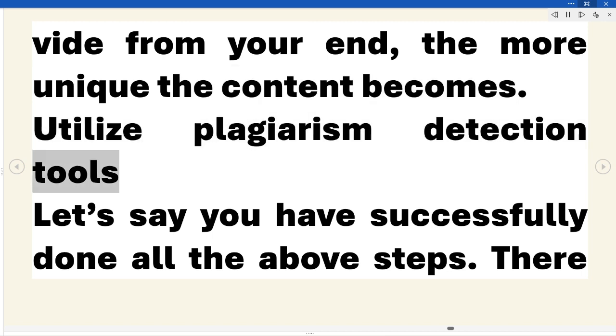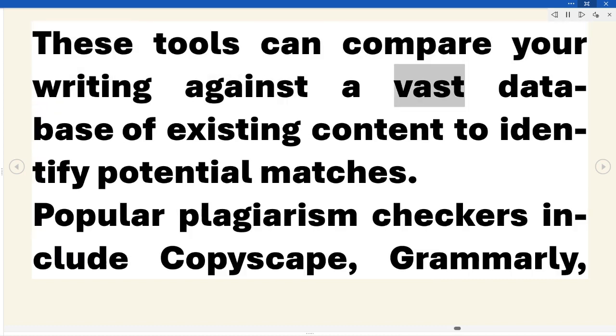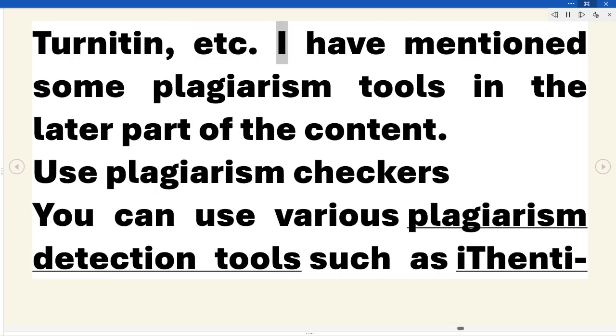Utilize plagiarism detection tools. Let's say you have successfully done all the above steps. There is a good chance that the written content still has some plagiarism. For this, leverage plagiarism detection tools to check your work for any instances of unintentional plagiarism. These tools can compare your writing against a vast database of existing content to identify potential matches. Popular plagiarism checkers include Copyscape, Grammarly, Turnitin, etc. I have mentioned some plagiarism tools in the later part of the content.